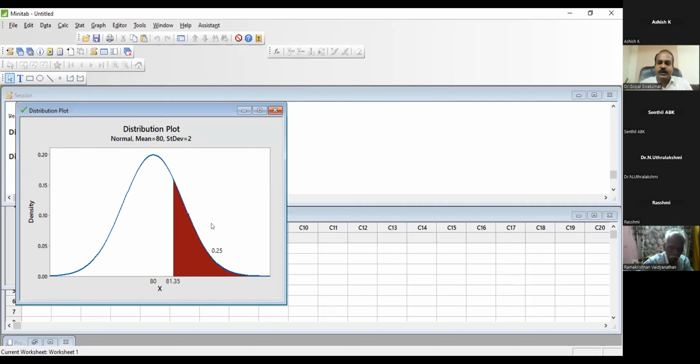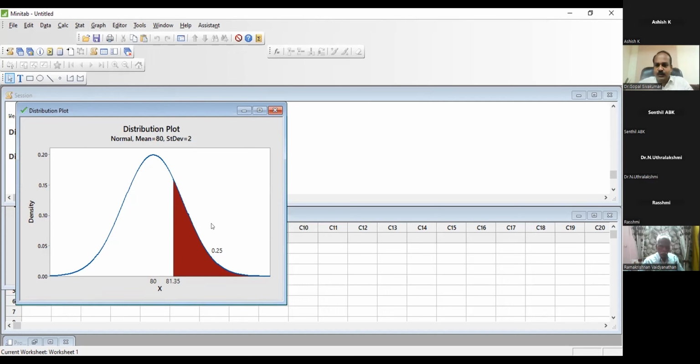Now, in this particular distribution, what is the value of quartile 3? 81.35. If I ask the students in the classroom, those students who scored above 81.35, what do you think? What percent of the students will stand up? Above means 25 only. Below means 75%.